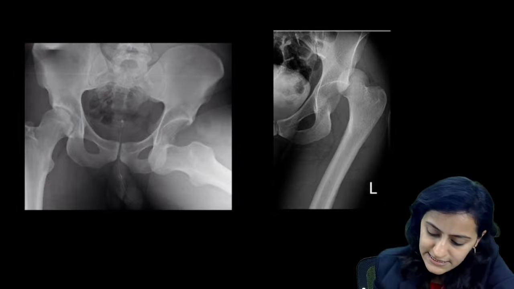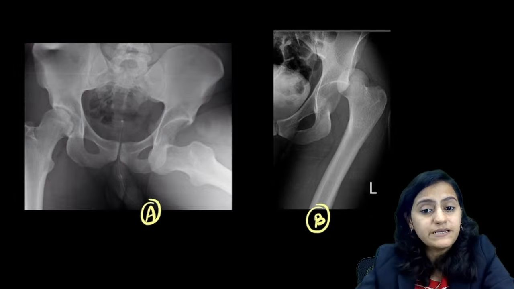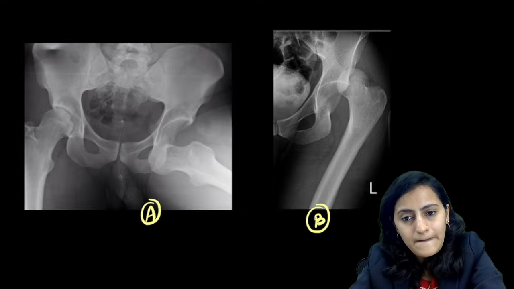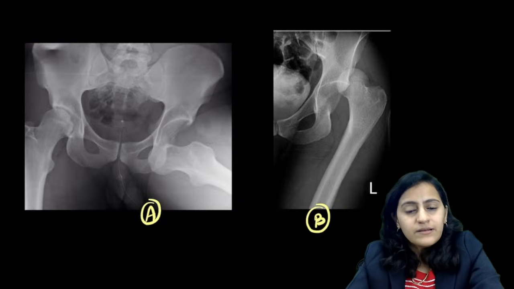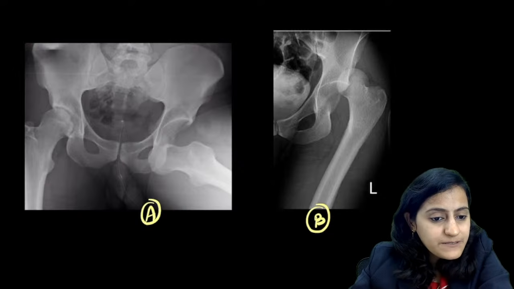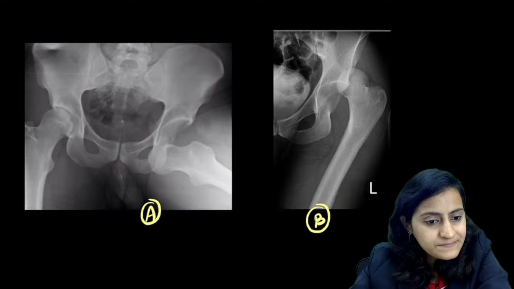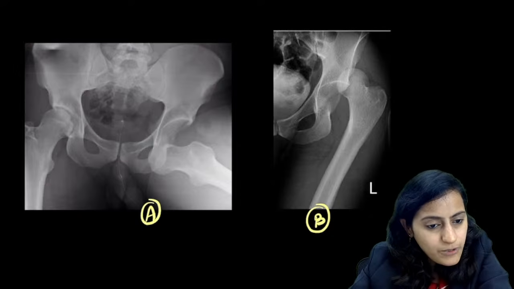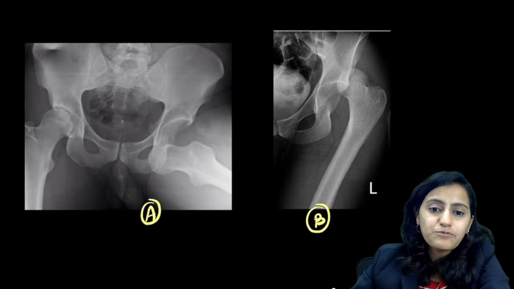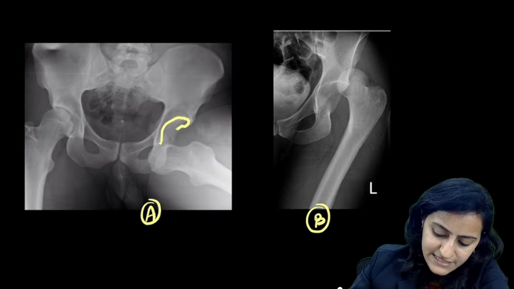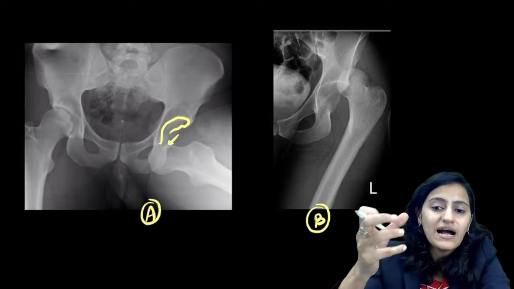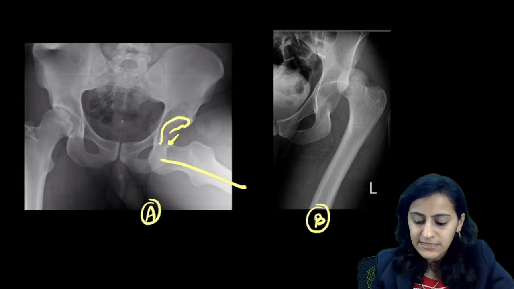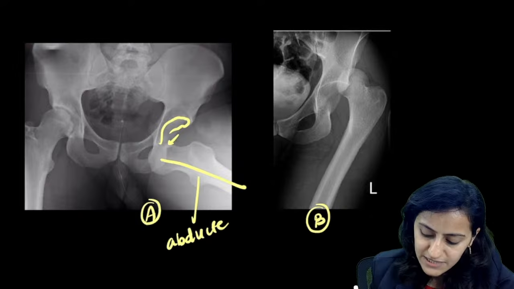Hip dislocation. Tell me what is image A and what is image B, which is anterior dislocation and which is posterior dislocation of the hip. Image A is anterior or posterior? Absolutely right. So, what do we see here? Look at the position of the femur. First of all, this is the acetabulum. The femur is out. It's not articulated with the acetabulum, so dislocation. The position of the femur is outwards. That means this is an abducted position.